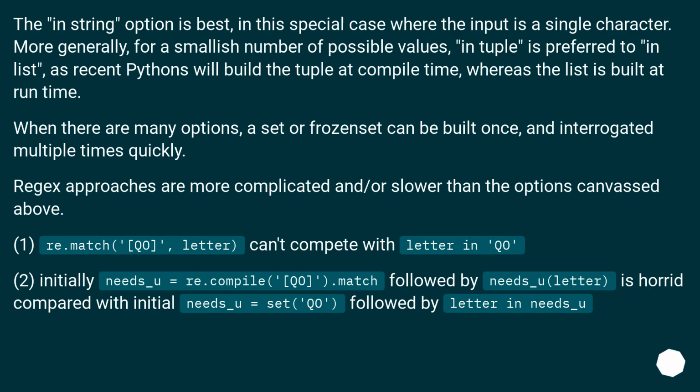Regex approaches are more complicated and/or slower than the options canvassed above. 1. re.match("[QO]", letter) can't compete with letter in "QO". 2. Initially needs_u = re.compile("[QO]").match, followed by needs_u(letter), is horrid compared with initially needs_u = set("QO") followed by letter in needs_u.